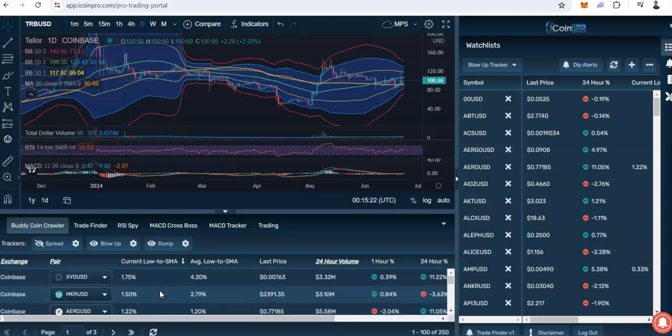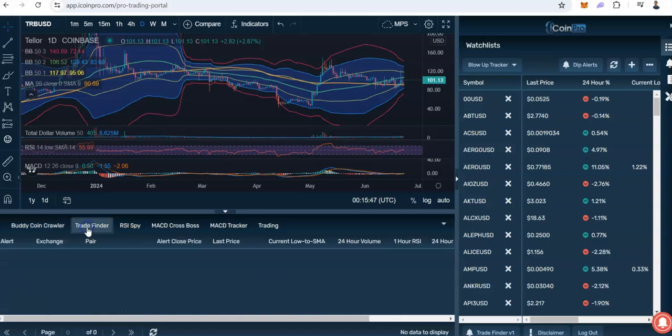Okay. So anyways, what the current low to average low. So right now it's 1.75% low. The average is 4.20. So we want the current low to be way bigger than the average low. So that means it's going to dip down and snap back up. So, is this number bigger than this number? No. Then we move on to Trade Finder.